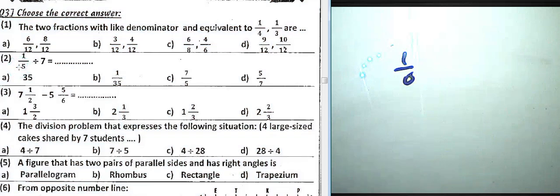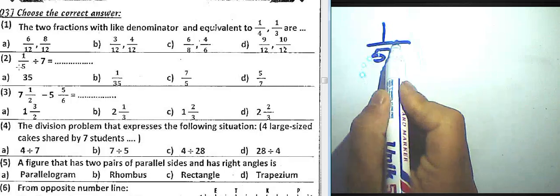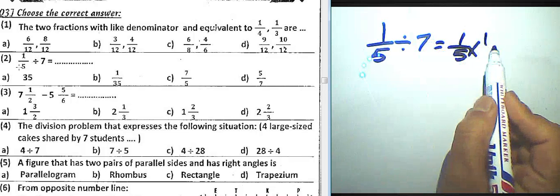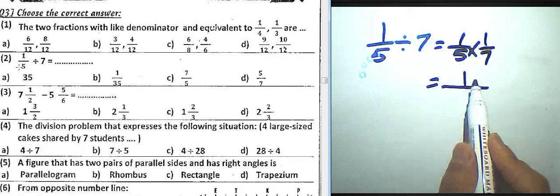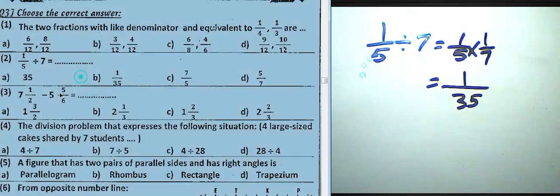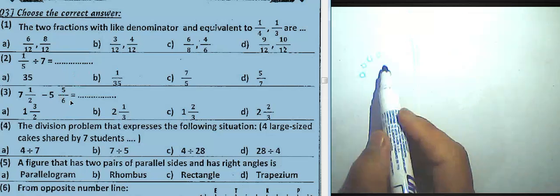Question number 2. One fifth divided by 7. Write one fifth here and multiply by the reciprocal of 7, which is 1 over 7. It will be 1 times 1 equals 1 and 5 times 7 equals 35. Letter B. Okay. 7.5 subtract 5 over 6.